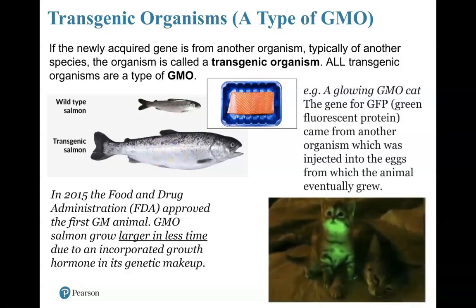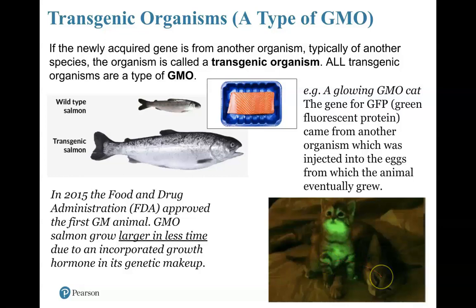Here's another example of a transgenic organism. Here's a glowing GMO cat. So you might have seen this green fluorescent protein. You might have recalled that from our previous lecture. So here I have GFP. That is green fluorescent protein, and I got that gene from another organism, let's say a jellyfish, and I injected it into this kitten. In fact, I injected it into the eggs of the mother, and then it looks like the animal grew and fluoresces green.